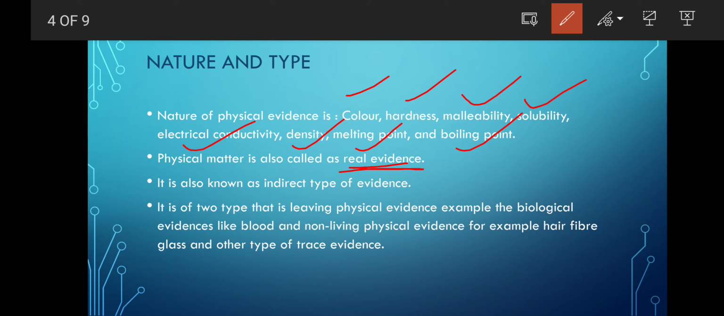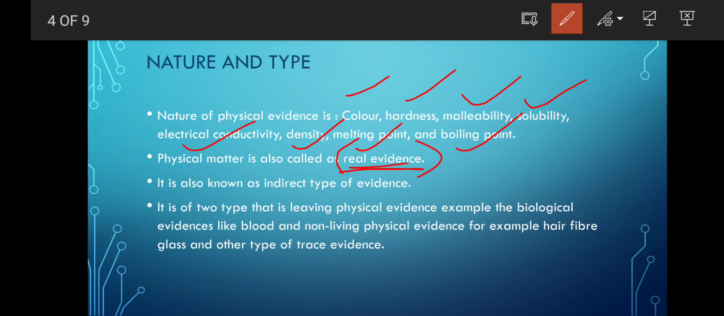Physical matter is also called real evidence. This nature of physical evidence makes it real evidence, because every person who visits or is at a crime scene can see it through their naked eye, like an object. If there was the presence of any knife or weapon used in a crime scene, it will be real evidence, right?